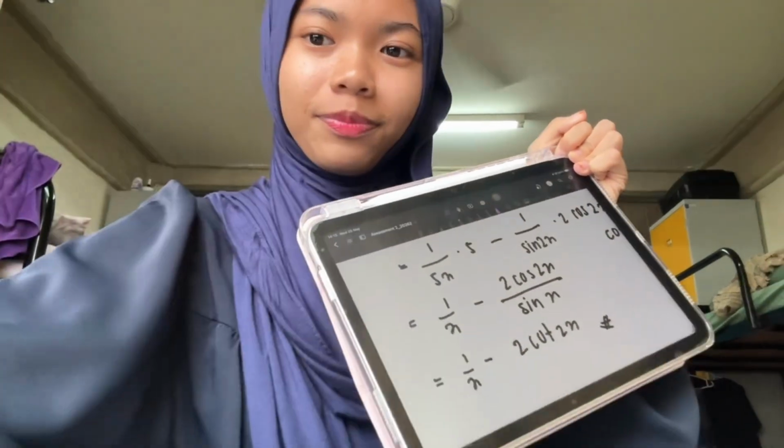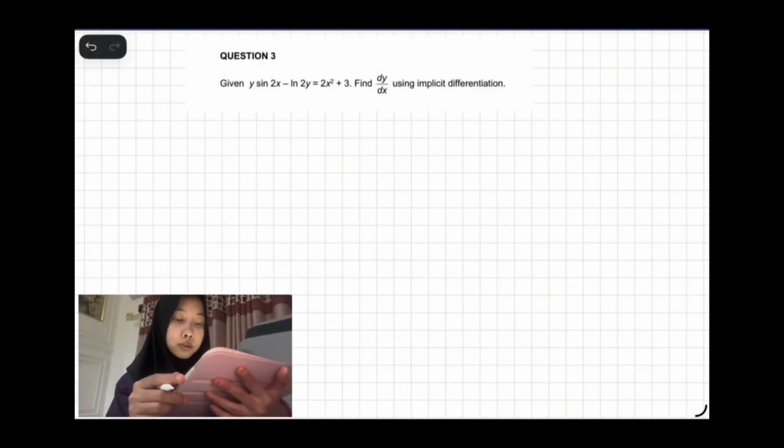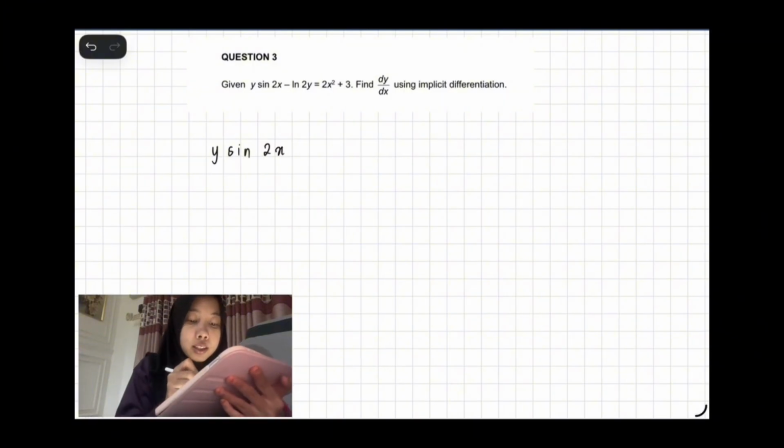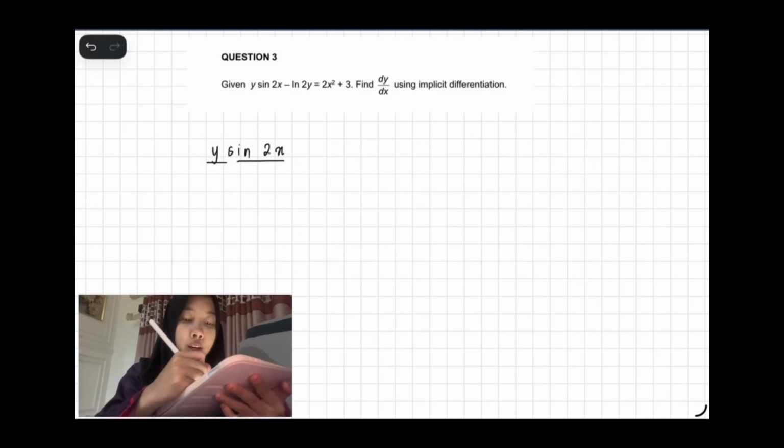Thank you. So for question 3, given y sin 2x minus ln 2y equals 2x squared plus 3, find dy/dx using implicit differentiation. Here we have y sin 2x, which has two factors multiplied together, which are y and sin 2x. So we have to use the product rule.